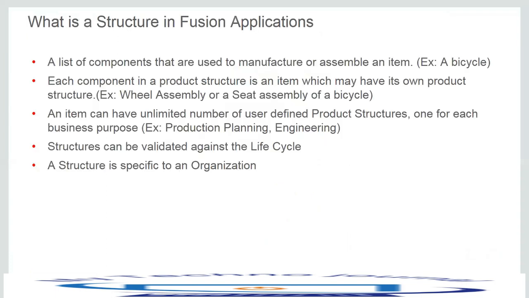So what is a structure in Fusion applications? It is basically a list of components that are used to manufacture or assemble an item. An example which we have just taken is a bicycle, which is made up of one frame, one handlebar, one set of pedals and 2 wheels. Each wheel is made up of spokes, gears and tire.